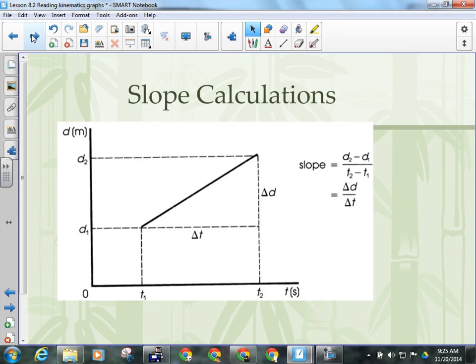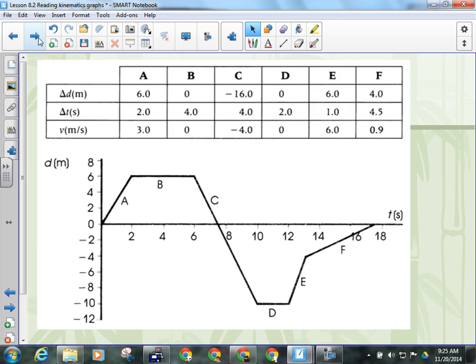All right, slope calculations, we've already done that. We're going to skip over that. Okay, here's another position versus time graph. Okay, what's going on in part A? Devin, what's going on in part A?